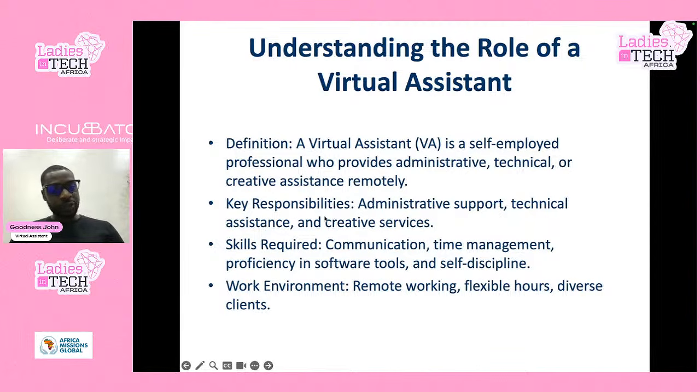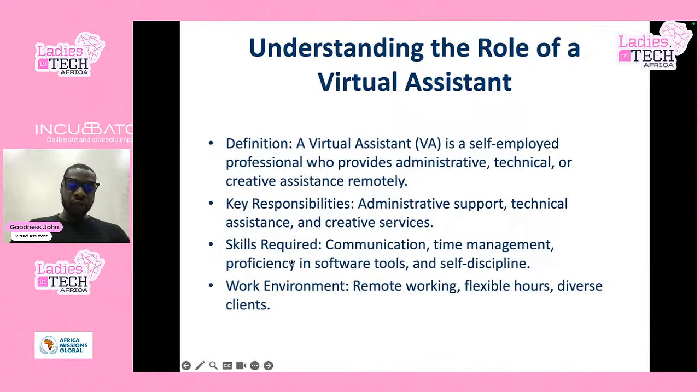The key responsibilities of a virtual assistant are administrative support, technical assistance, and creative services. So it depends on the kind of client you have. Your roles can vary based on the kind of client you work with, or depending on the niche you choose to go into. Speaking of niche, that is something we will cover later in the course.